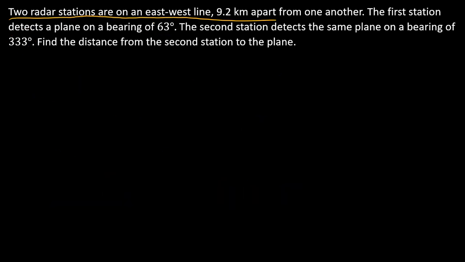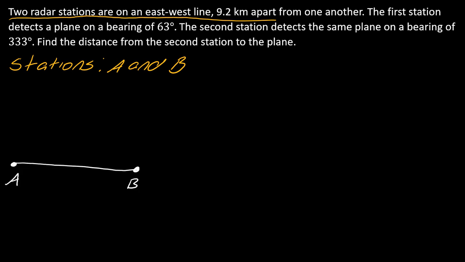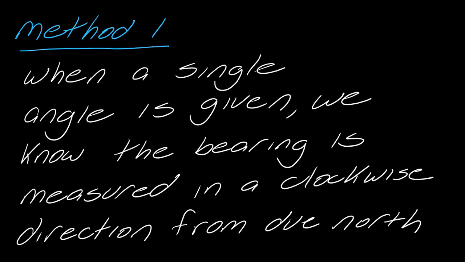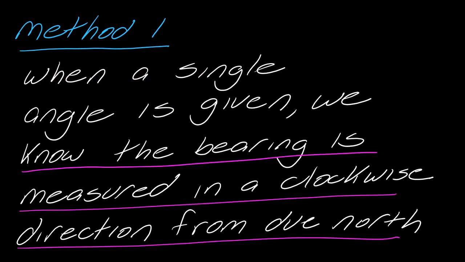All right. So we've got two radar stations on an east-west line, 9.2 kilometers apart. Let's name those stations A and B. There they are, and I know that this is 9.2 kilometers. So you start with that, and the method is actually telling you how to set this up. If I go back to this method, it says when a single angle is given, and we have that first condition met, then we know the bearing is measured in a clockwise direction from due north. This is literally telling you how to set this up.